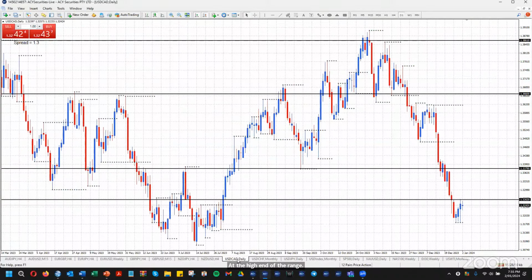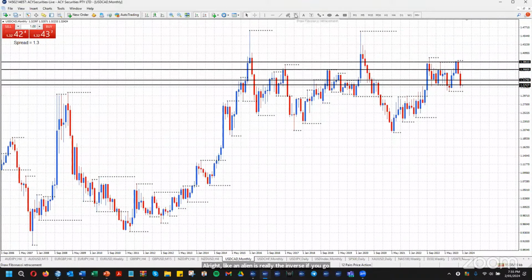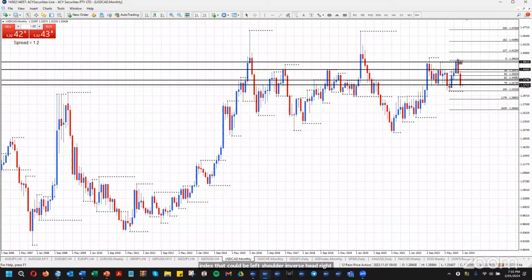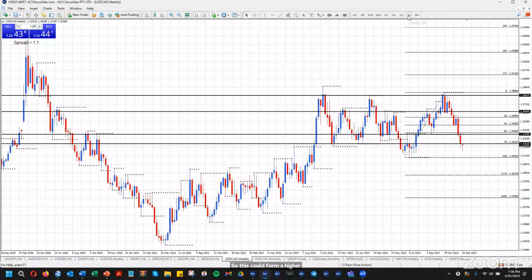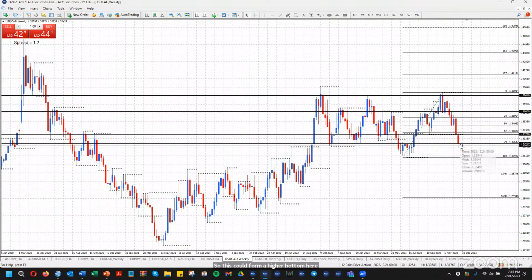All right, dollar Canadian is really the inverse. If you go to the monthly chart, looking similar to the dollar index, that could be a left shoulder, inverse head, right shoulder forming over here. We have moved down from a higher top to a lower top. So this could form a higher bottom here. Weekly chart, little rejection, spinning top. It's a kind of a hammer, small spinning top.